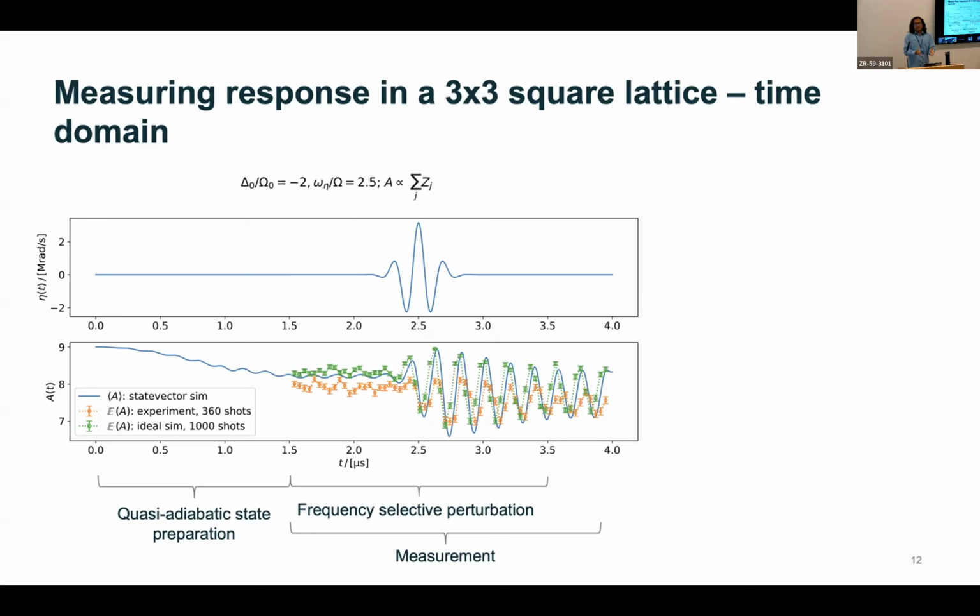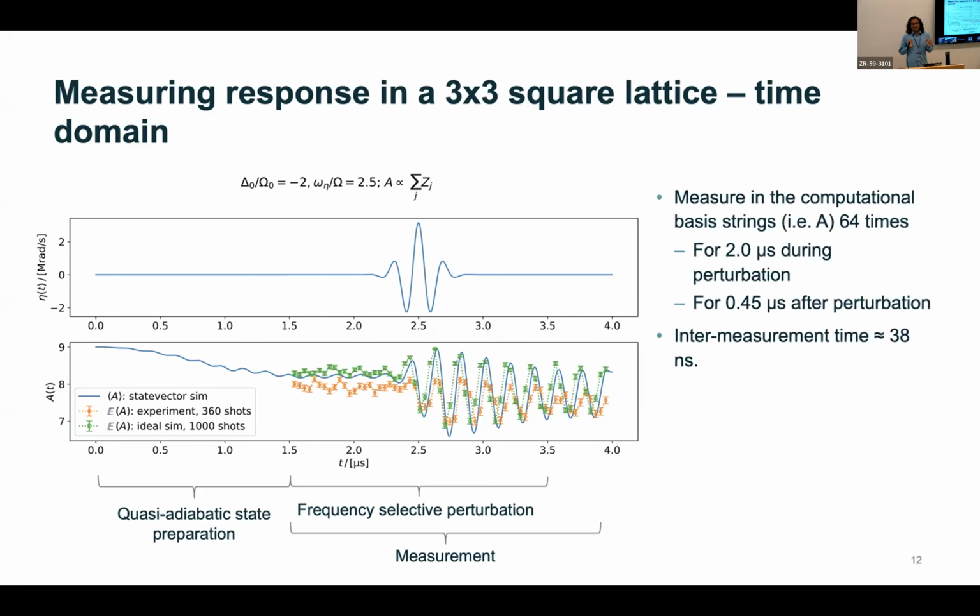Then, once we are applying the perturbation, that's when this eta of t becomes larger. We are actually measuring while we do that. And over here, the solid line in the bottom plot is the state vector simulation. The green squares are the ideal shot-based simulation, assuming my experiment is perfect. They match. Obviously, they should, because it's an ideal simulation. But what I want to emphasize are these orange circles, which is the experimental data. This is the experimental data measuring the response to this perturbing frequency.